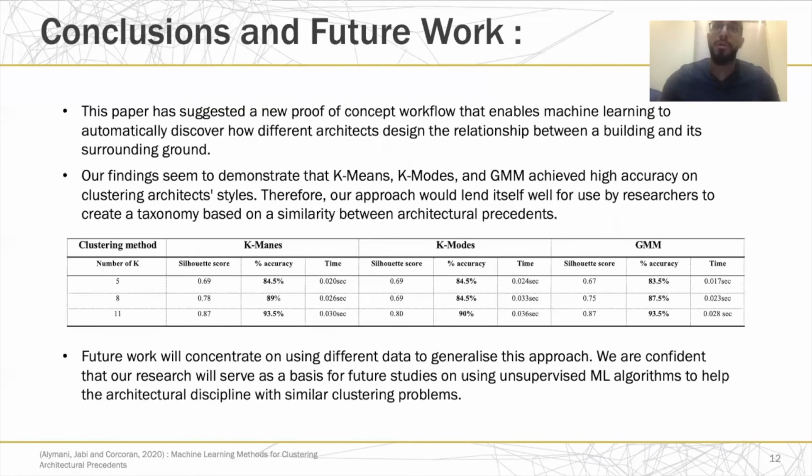To conclude, this paper has suggested a new proof of concept workflow that enables machine learning to automatically discover how different architects design the relation between building and surrounding ground. Also, our findings demonstrate that k-means, k-modes, and GMM achieve high accuracy on clustering architecture style. Future work will concentrate on using different data to generalize this approach.